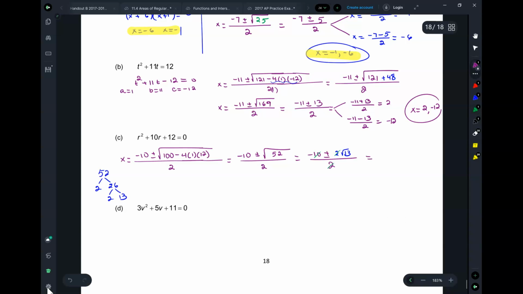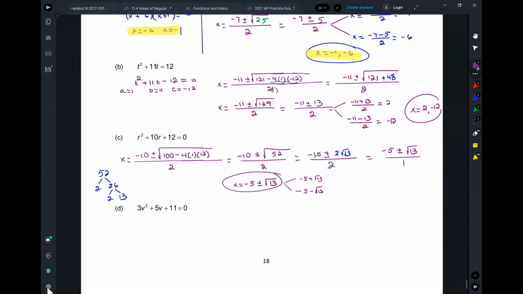So this becomes negative 5 plus or minus root 13 over 1. But do we write the over 1? No. So I say x equals negative 5 plus or minus root 13. Okay? And that's an acceptable way to leave your answer. In reality, we have 2 answers. I have negative 5 plus root 13, negative 5 minus root 13.